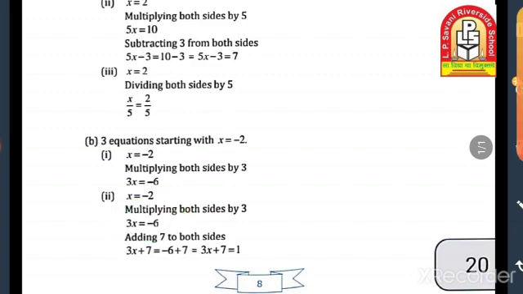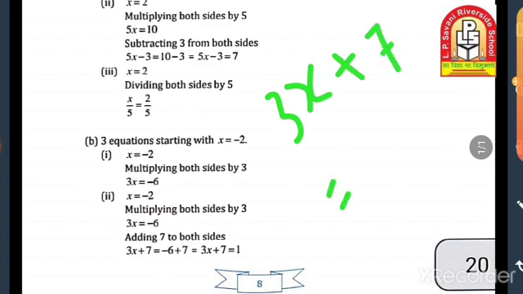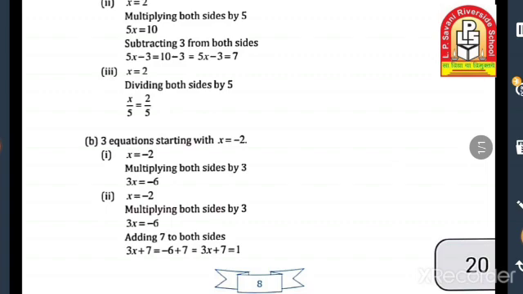After that, adding 7 at both sides. Okay, so to this equation you have to add 7 at one side, 3x plus 7, is equal to minus 6 plus 7 at the other side. So 3x plus 7 is equal to minus 6 plus 7. So 3x plus 7 is equal to 1.